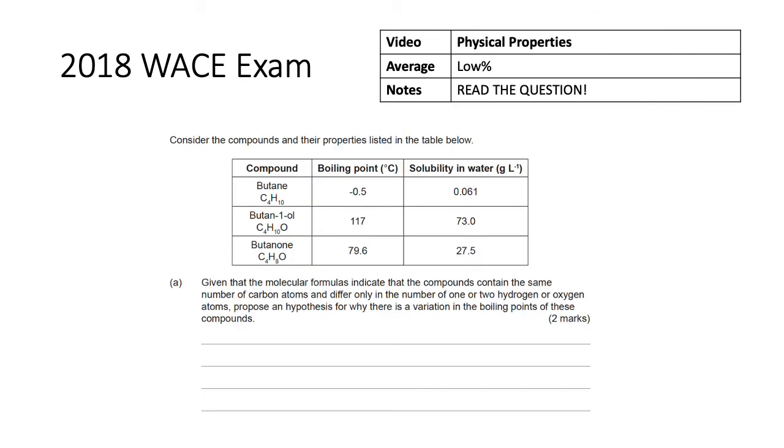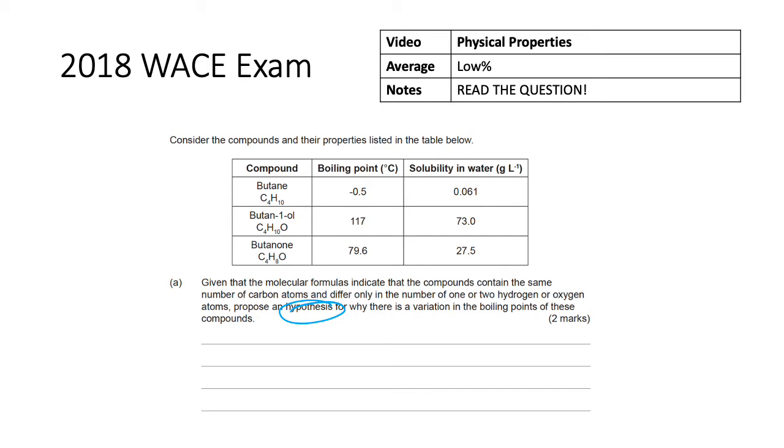Okay, physical properties. Read the question. That's what it says. Given that the molecular formulas indicate that the compounds contain the same number of carbon atoms but differ only in the number of hydrogen or oxygen atoms, propose a hypothesis for why there is a variation in the boiling points of these compounds. Okay, so this asks for a hypothesis.